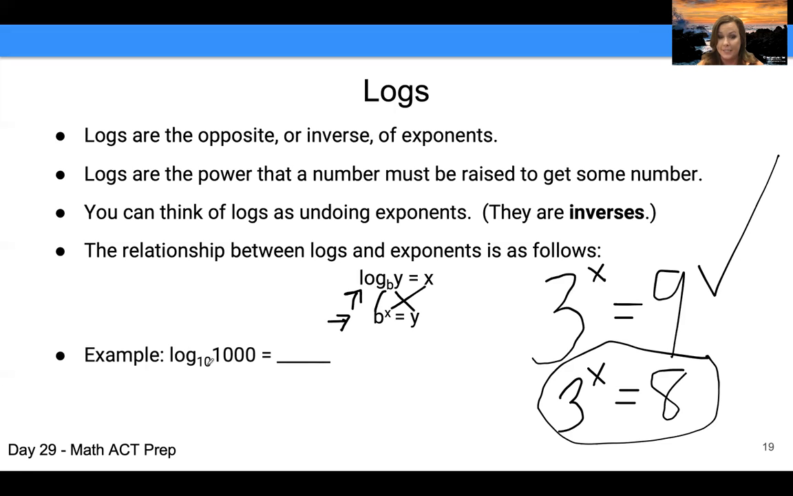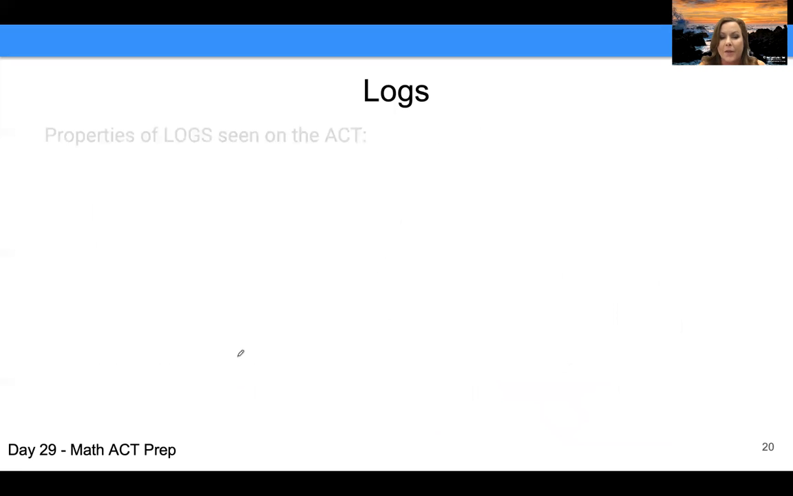So here's my example. Log base 10 of 1,000 equals what? So this becomes my b, 10 to the what power, because x is the exponent, equals 1,000. 10 to the what power equals 1,000. Now that one's pretty easy for us because that one's squared, or sorry, cubed. Oops, made a mistake. 10 times 10 times 10 is 1,000, so it's 10 cubed. And if you notice, calculators have log buttons to help with that.